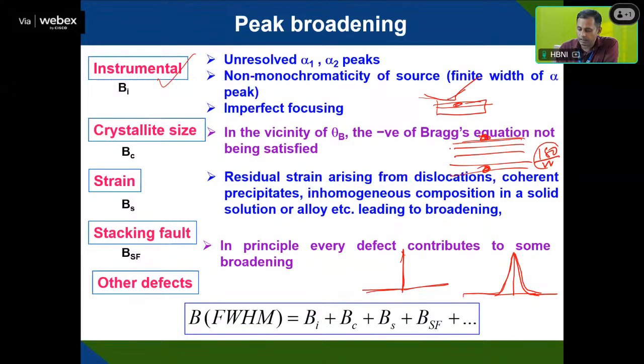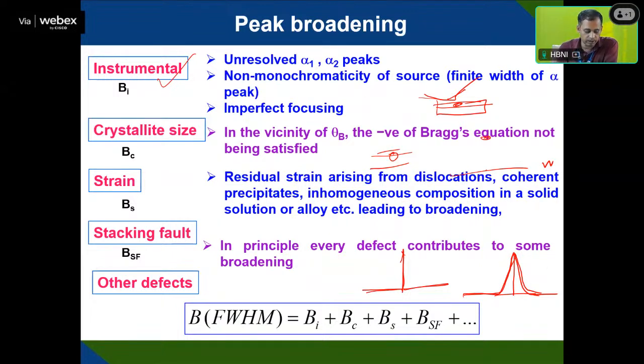So if this is a nanoparticle, what will happen? Some planes will be missing there. Because of that, you will see that not all destructive interference will be there. So some peak broadening will be seen because of crystallite size. And then the strain, the residual strain arising due to dislocations, precipitates formed inside, inhomogeneity in structure, or solid solution limiting. In that case, you will see some strain effect.